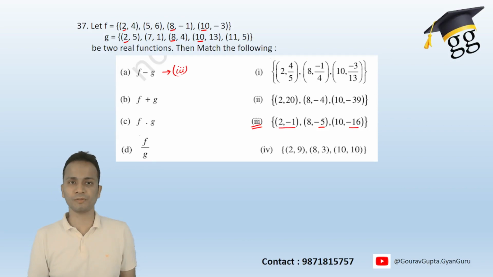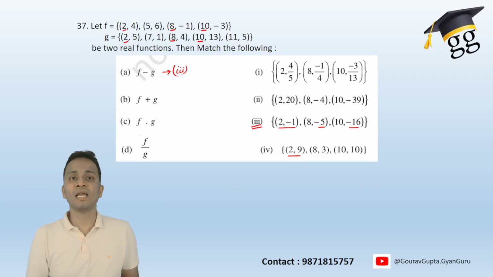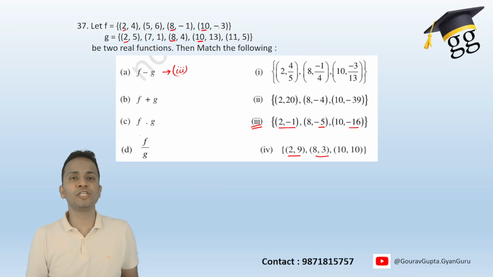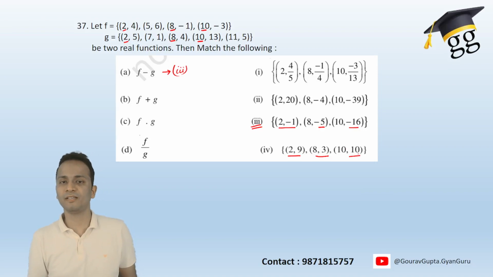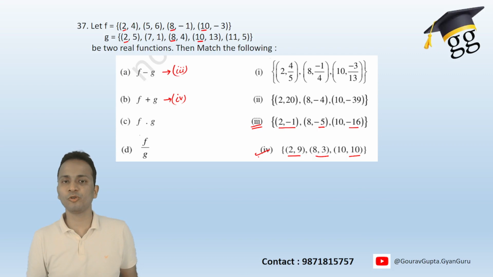This one is used. Now f plus g in the similar manner. So at x equal to 2, it should be 4 plus 5, that is 9. So 2 comma 9 should be there. At x equal to 8, it should be minus 1 plus 4, that is 3. At x equal to 10, it should be minus 3 plus 13, that is 10. So completely matched with the fourth. So the fourth is also used.